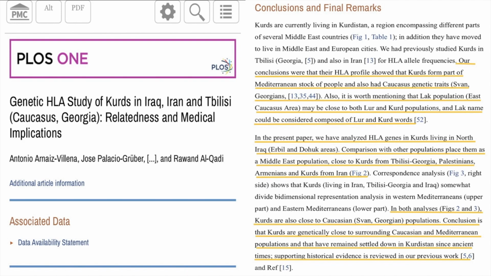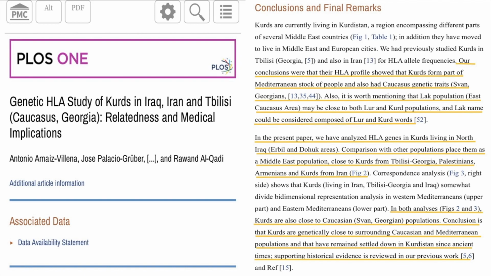Conclusion is that Kurds are genetically close to surrounding Caucasian and Mediterranean populations, and have remained settled down in Kurdistan since ancient times, supporting historical records as viewed in our previous work. I'm going to read that last part again. Conclusion is that Kurds are genetically close to surrounding Caucasian and Mediterranean populations. So Kurds seem to be a sub-branch of Caucasian and Mediterranean peoples.